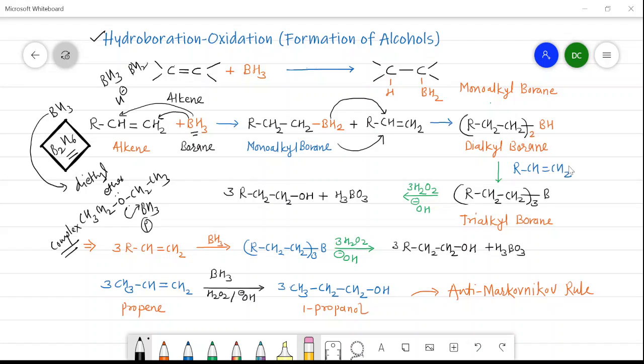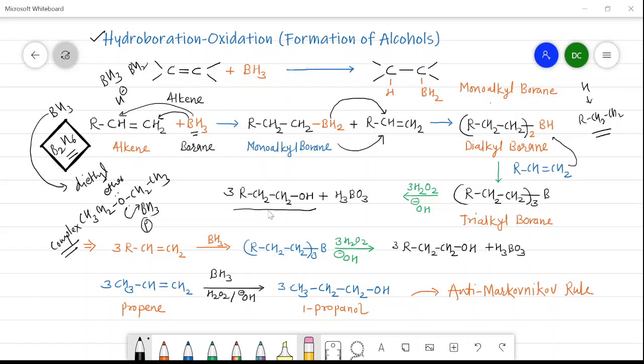Similarly, the third molecule of the alkene reacts with this and it gives a trialkyl borane. So all the hydrogens are replaced by RCH2CH2 groups, and we get a trialkyl borane. Now, when this trialkyl borane is oxidized in the presence of hydrogen peroxide, at the place of boron there is an addition of OH group, so that we get here 3 molecules of primary alcohol.